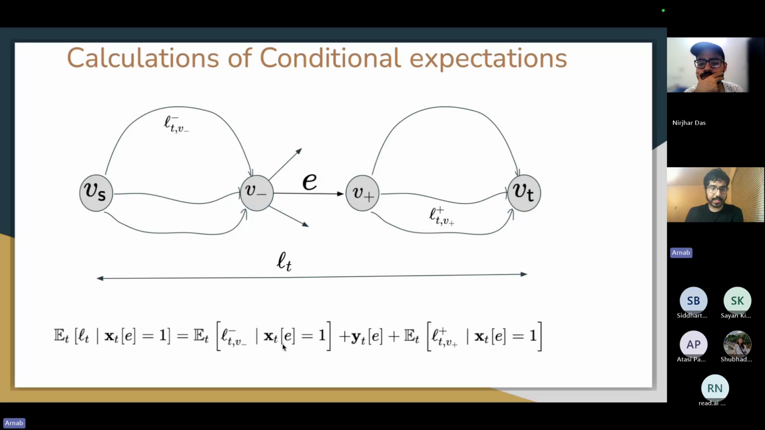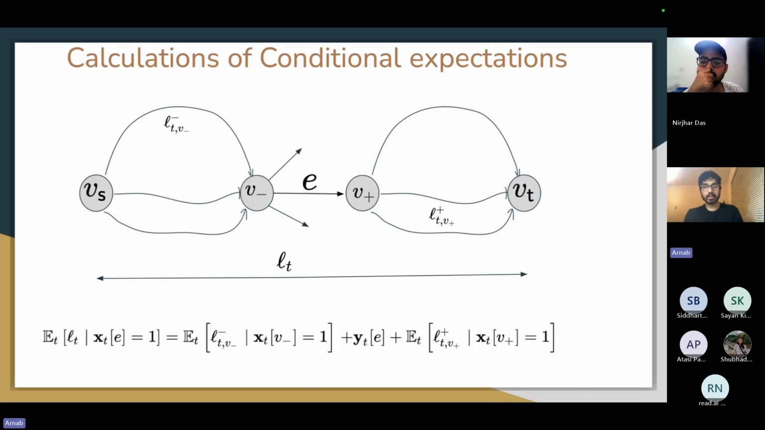So essentially, this conditioning on the event that the edge E was chosen can be simply replaced by conditioning on the event that X V minus was chosen here, and conditioning on the event that X V plus was chosen. Like the V plus was chosen. So this is where I am invoking that Markovian sampling thing.